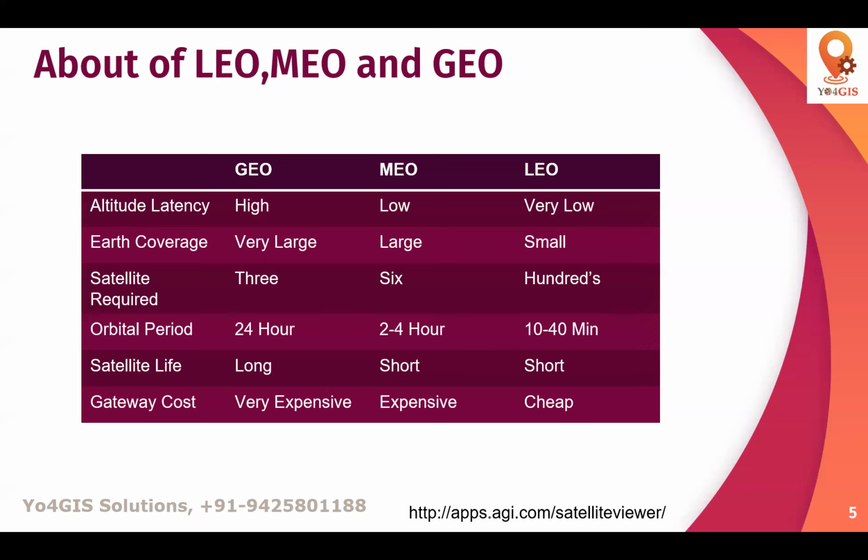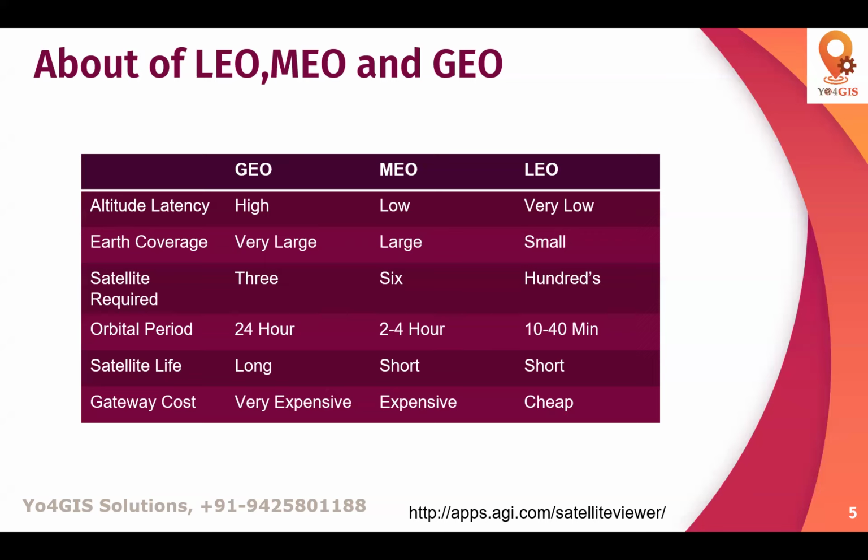So if you have any plan to get the data of the entire Earth, and you go with the GEO satellite, there are only three satellites we require to cover the entire Earth.